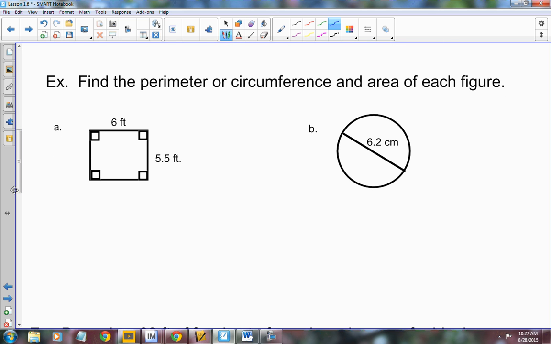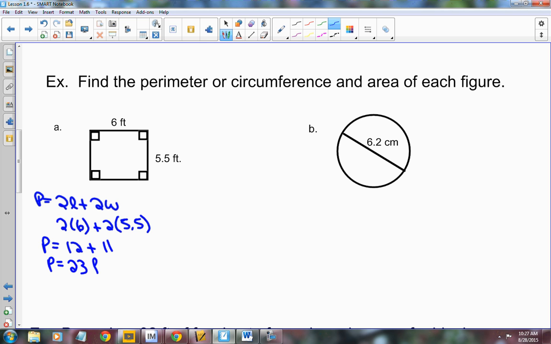All right, so we want to find the perimeter and the circumference and area of each one of these figures. This being a rectangle is going to be the perimeter and the area. Remember, perimeter is 2 times the length plus 2 times the width. My length is 6 plus 2 times my width, which is 5.5. So that ends up being 12 plus 11, which gives me a perimeter of 23 feet, right?